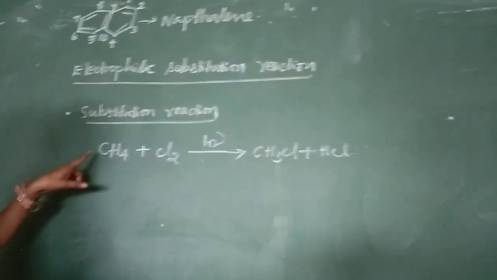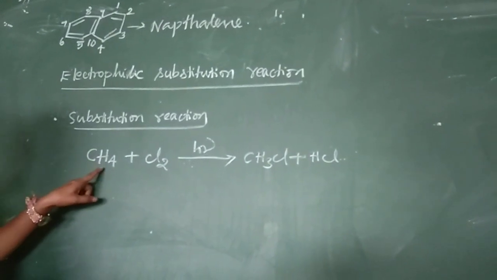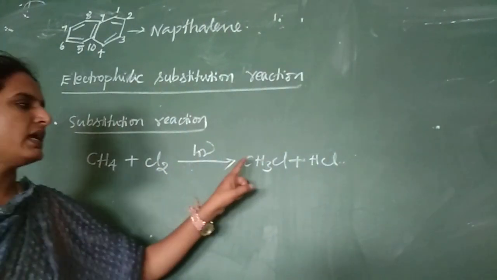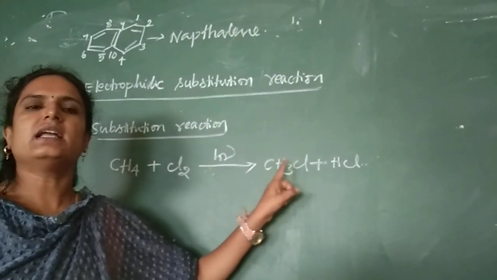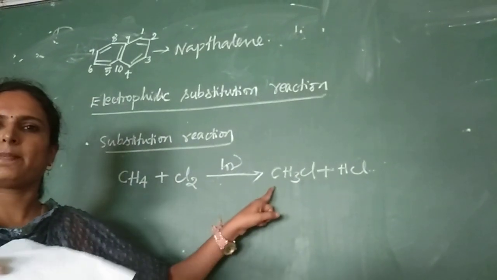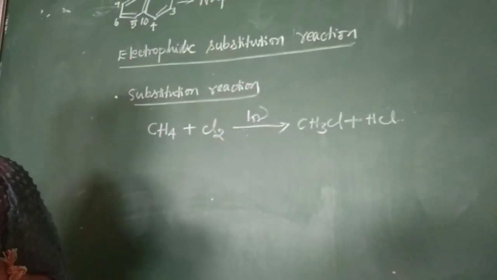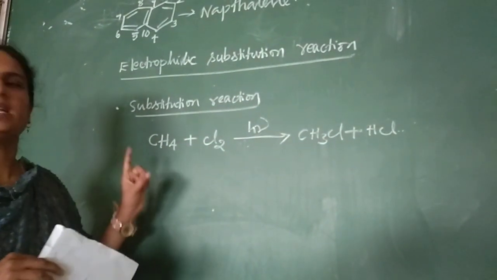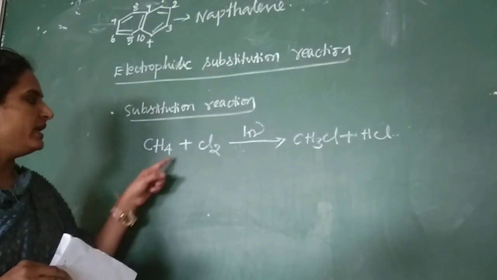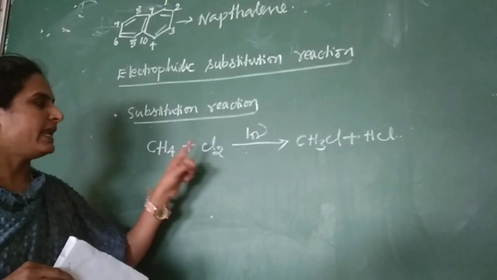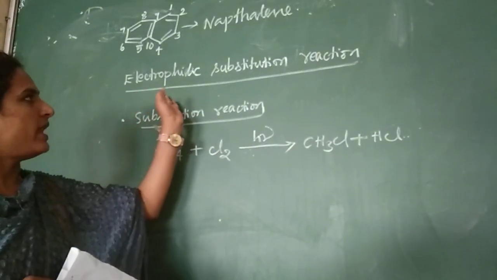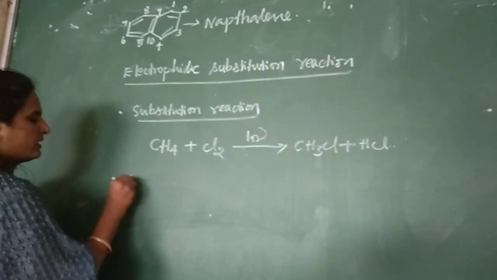Here, in the substrate, one hydrogen atom is replaced by one chlorine atom. It gives methyl chloride. This is called a substitution reaction. The general form of a substitution reaction is that one or more surrounding atoms from the substrate are replaced by a reagent to give a product.